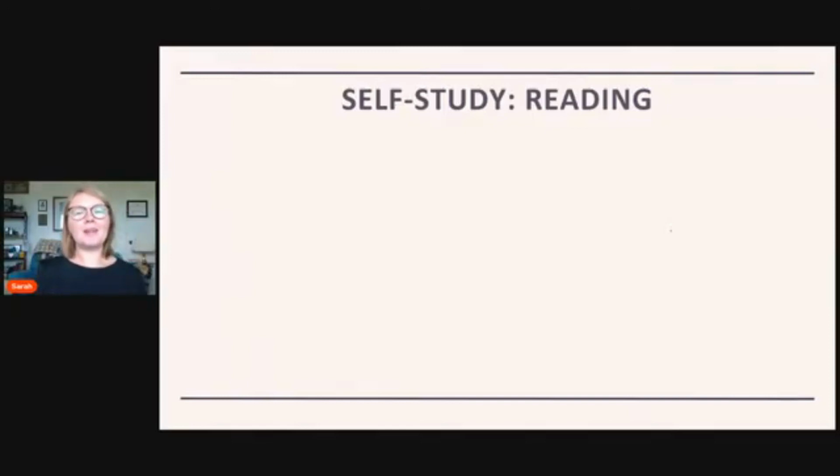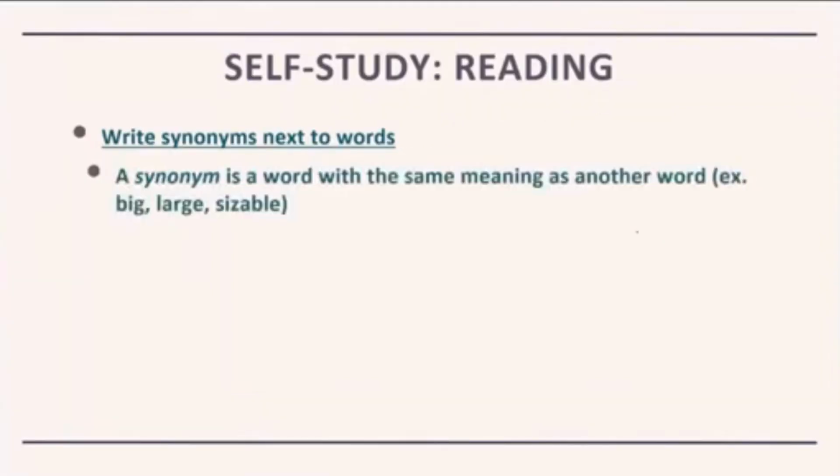All right, our last self-study method for reading is write synonyms next to words. So, what is a synonym? A synonym is a word with the same meaning as another word. So, if I see the word big, some synonyms or words with the same meaning are large and sizable. And we can use these all in almost the exact same way in most sentences, right? Synonyms are a great way to improve our reading comprehension and, again, also our speaking as we learn different ways to say the same thing.